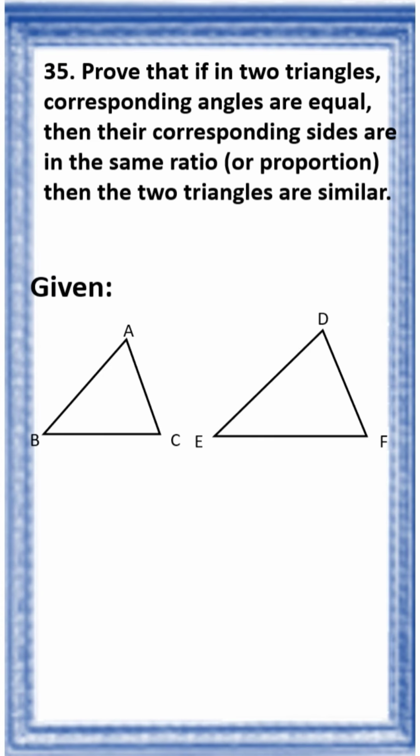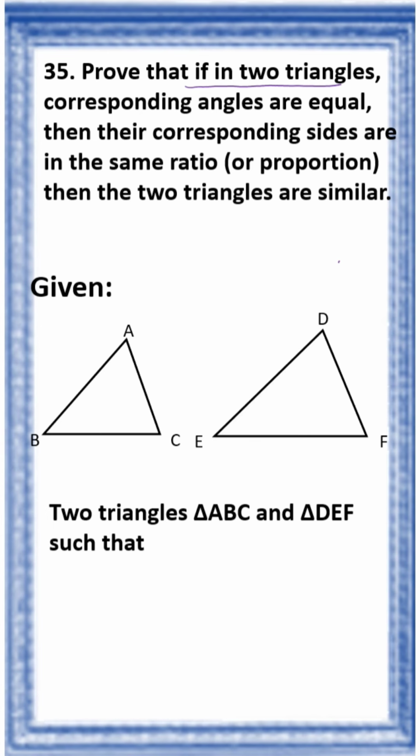What has been given? In two triangles, so now let us have two triangles. I have already sketched them: triangle ABC and triangle DEF, such that corresponding angles are equal. Means angle A is equal to angle D, angle B is equal to angle E, angle C is equal to angle F. Please look at the figure also while learning.